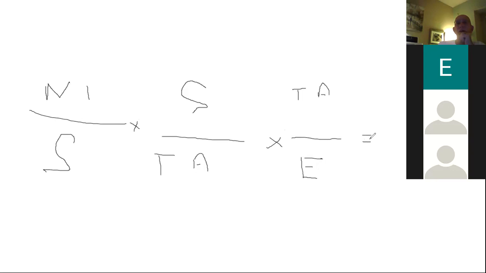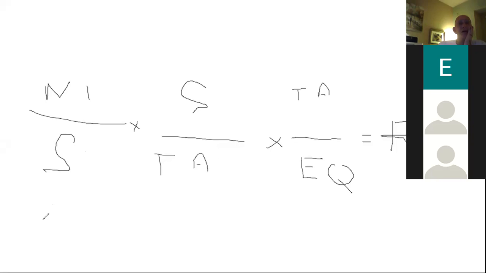Well, you have to cross out the sales and then the total assets, so that's net income over equity, return on equity, ROE. Yeah. Okay, and you can see that because if you cancel out the sales and you cancel out the total assets, what you're left with is net income over equity. All right, so that gives you return on equity.